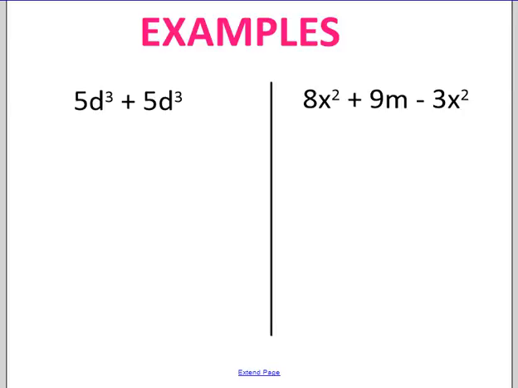Alright, now we have some bigger exponents here. So we have 5d to the third power plus 5d to the third power. So our d to the third power and d to the third power are the same. So all I need to do now is look at my coefficients. My operation is addition. Okay, so this is going to be 10d to the third power.